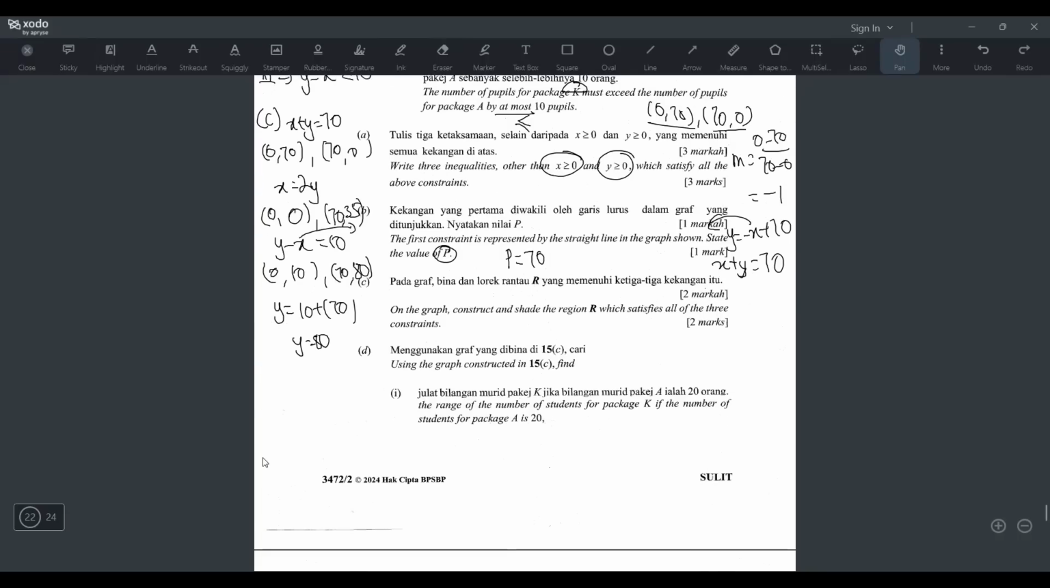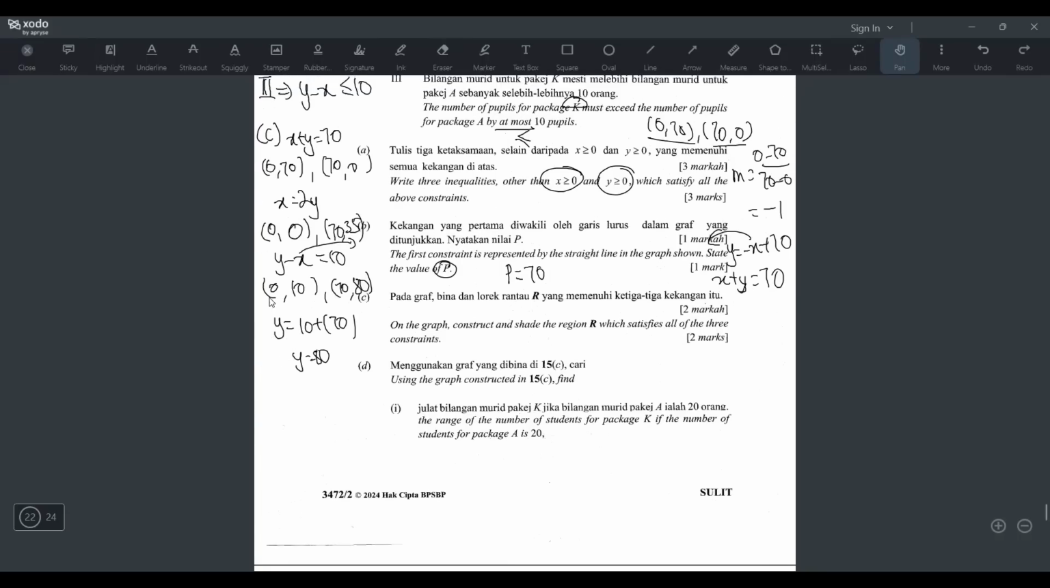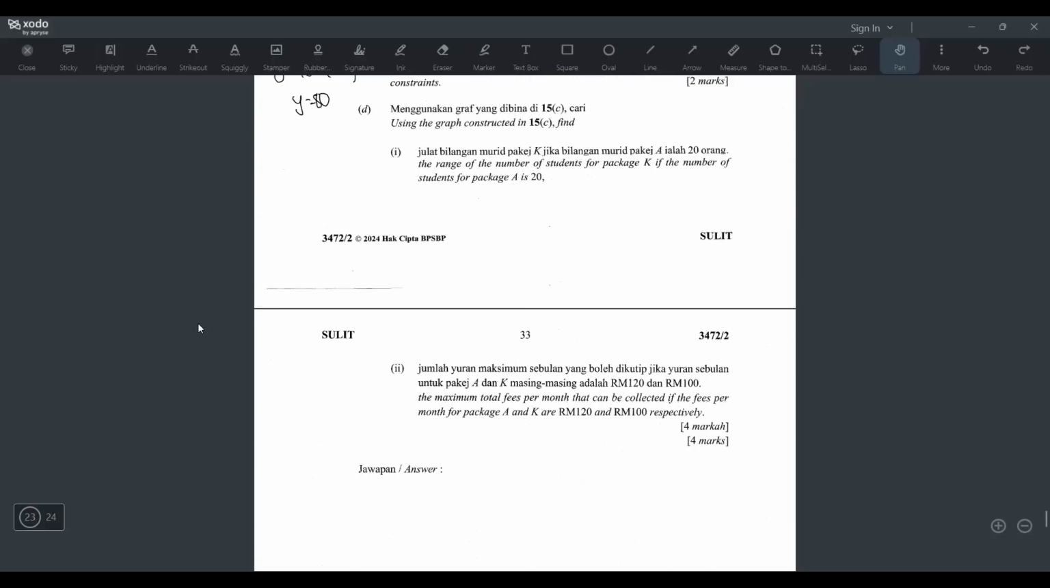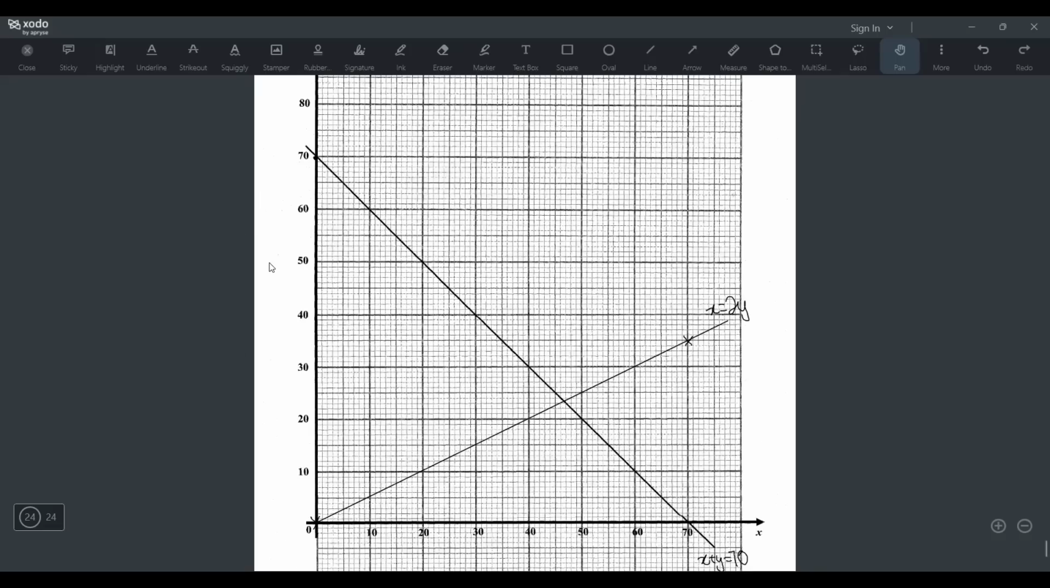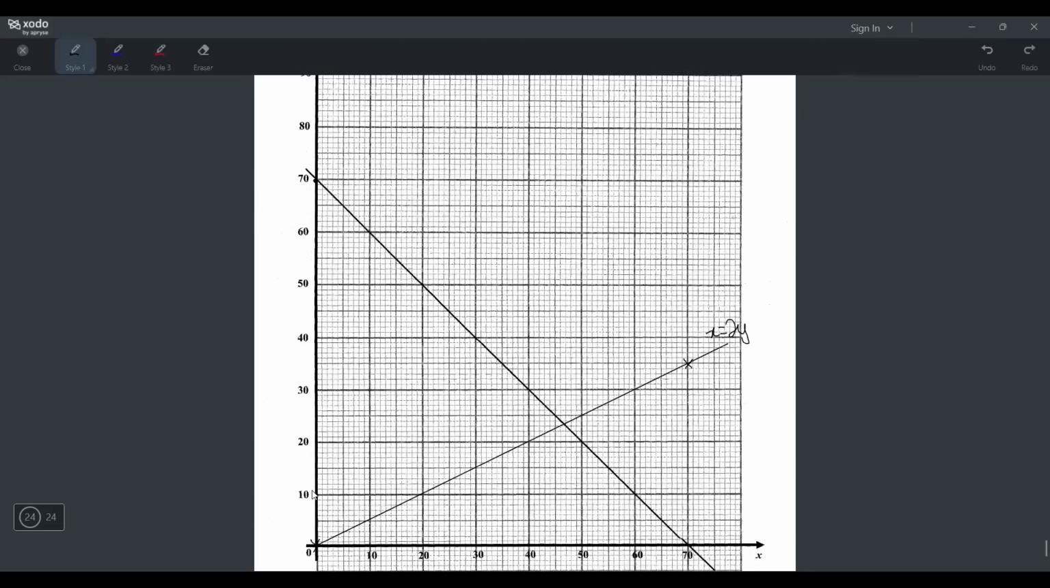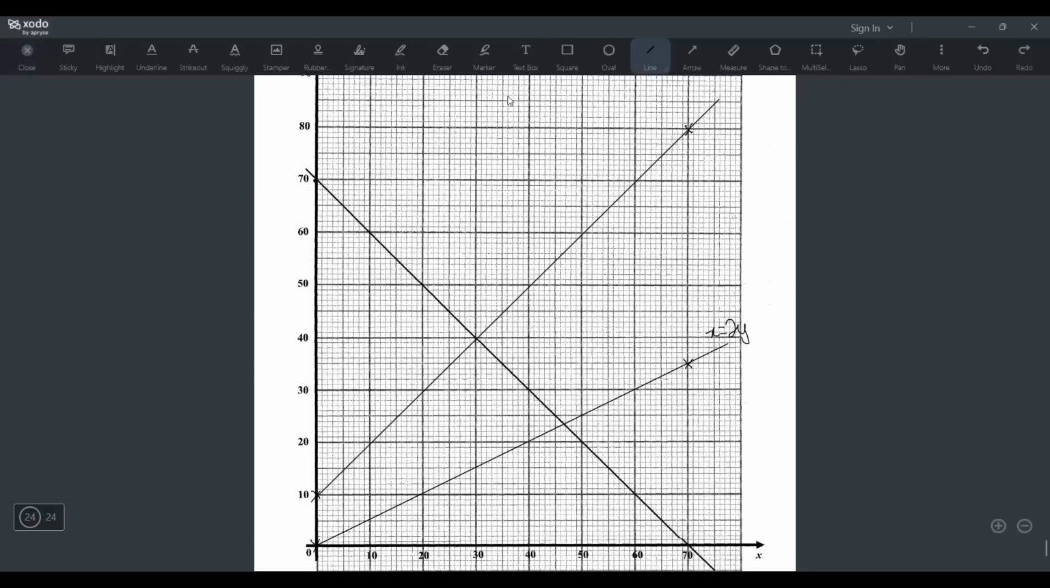Okay, sekarang sudah siap the second line. The third line is 0, 10, 70, 80. So the third line has to pass through 0, 10 and 70, 80. 70, 80 is here. So draw the line and write the equation. Also use solid line, because this inequality ada line dekat bawah.